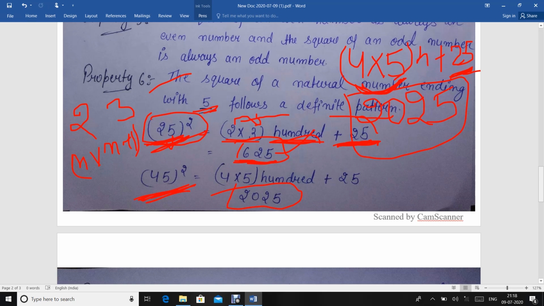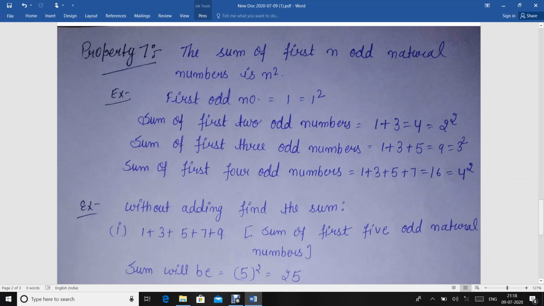Let us move towards the next property, that is saying the sum of first n odd natural numbers is n square. Odd natural numbers, let's see. First odd number is 1. So we are taking the square of 1. Sum of first two odd numbers: as you know, first two odd numbers are 1 and 3. So the sum of first two odd numbers is 1 plus 3 is equal to 4. That is the square of 2.